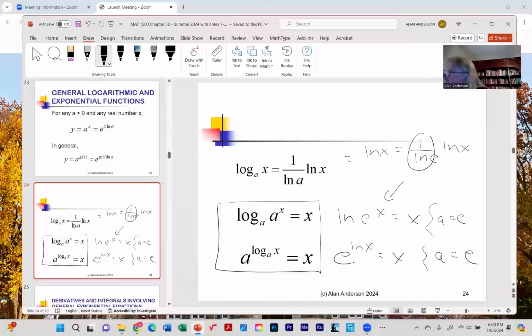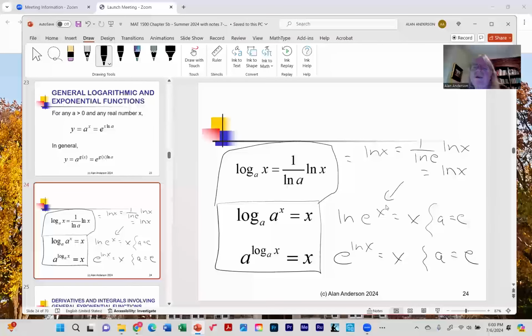Log e is just 1. So you end up with just log x. Huh, how do you like that? So this one is true for any a, but of course, we know the special rules for when e is the constant.